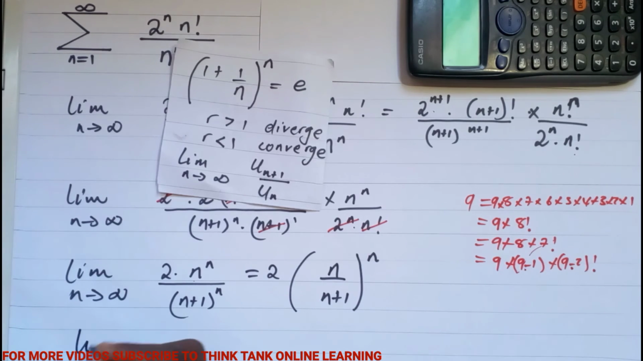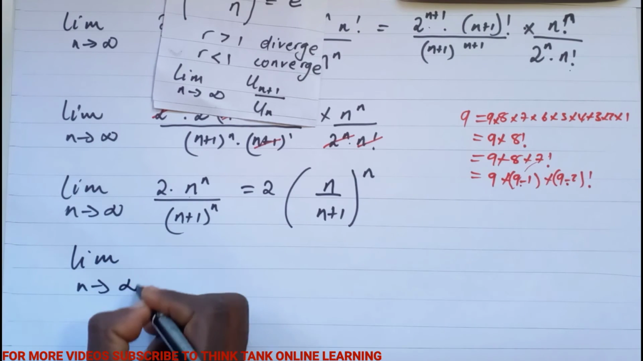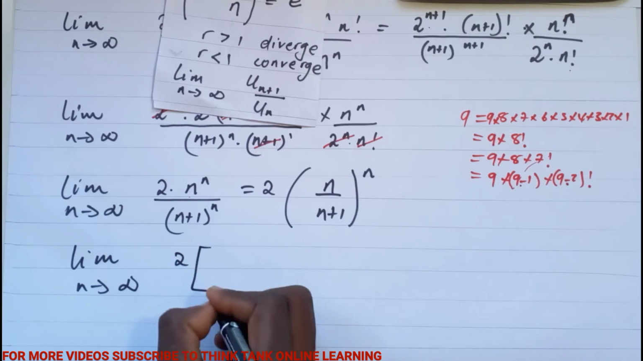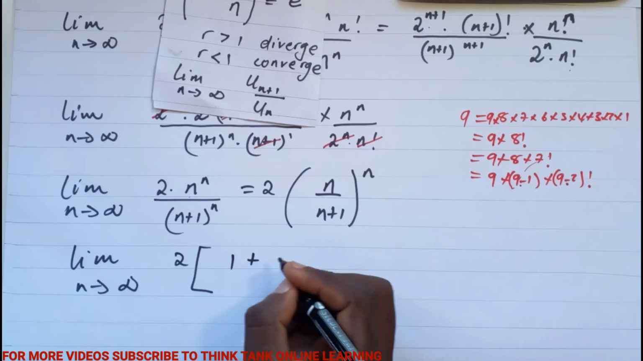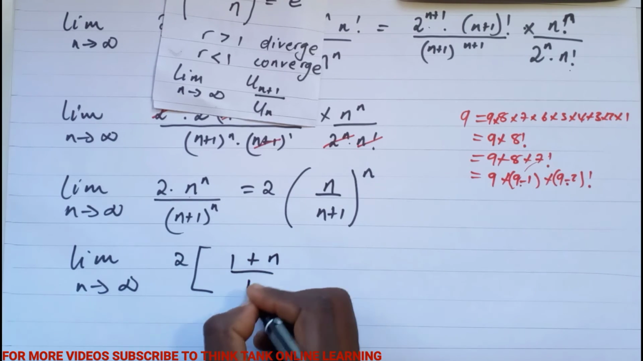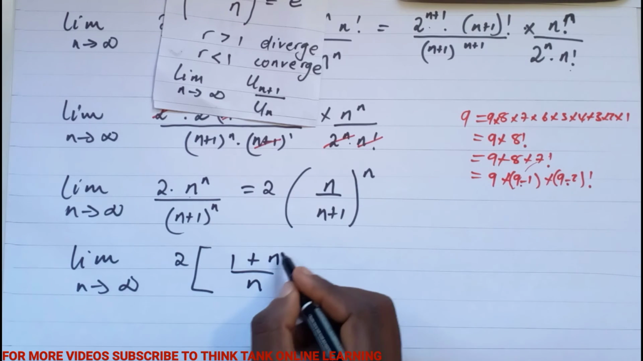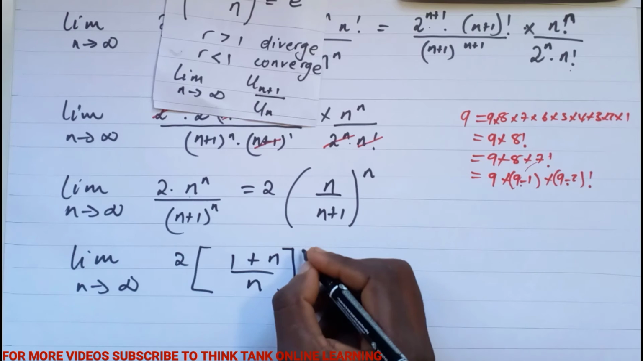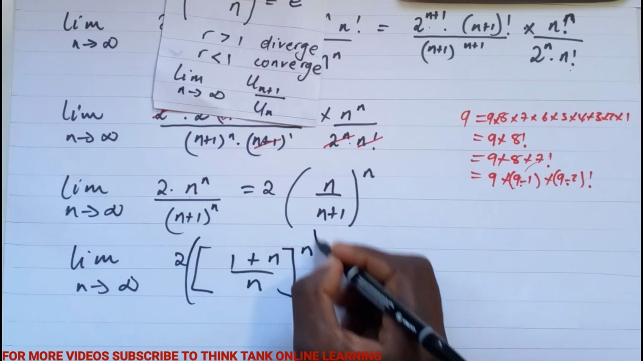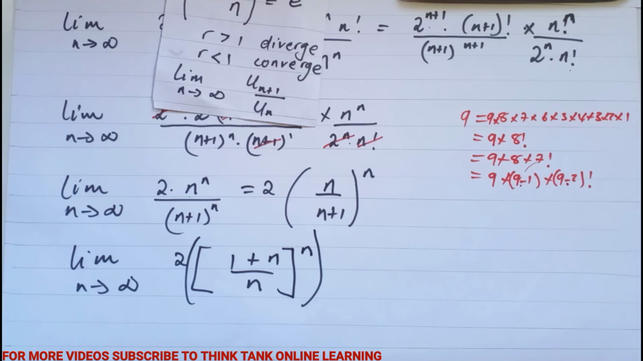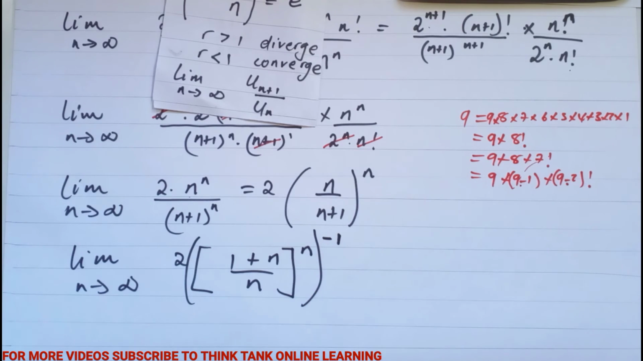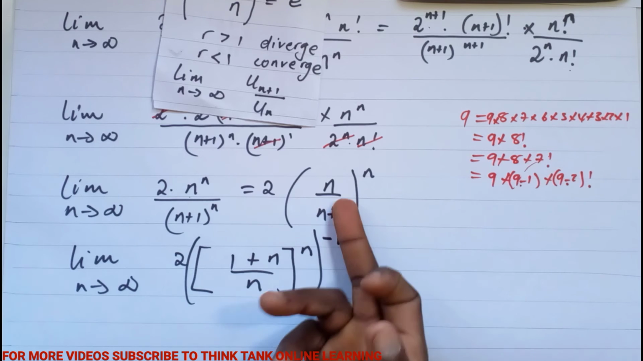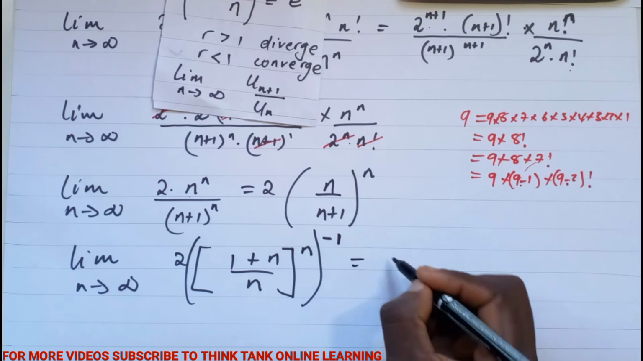So I'm going to say limit as n approaches infinity. I want to write this in the form of this: 1 plus 1 over n, to the power n. But if I just do that, I've violated some mathematical principles, so I want to return back to this. So this is going to be to the power negative 1. As you can see, this is the same as this. And now I'm going to say 2.